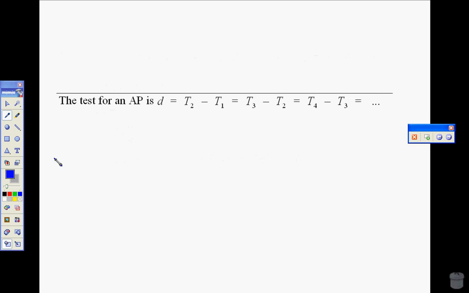There's the test for an AP. We've done that a number of times in this question. We just take the common difference, and it has to be the second term minus the first, and then the third minus the second, the fourth minus the third, and so on, would always equal the same number. So keep that in mind when you're looking for that.